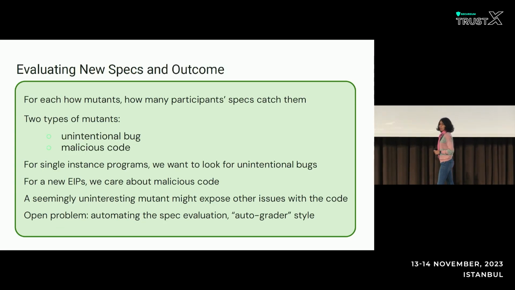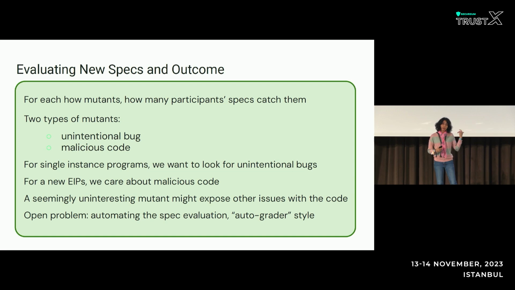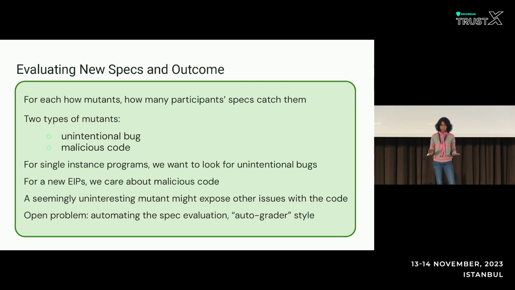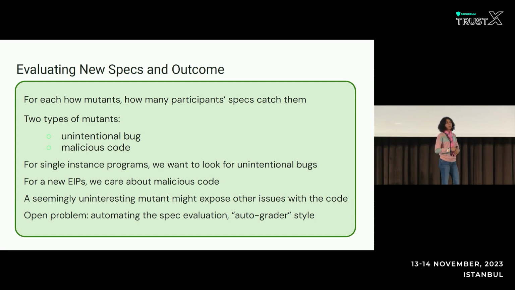Another thing that we found, and this was actually from the Aave experiment that we did, is that it's important to understand what mutants are easier for participants to catch and what mutants aren't. Because at the end of the day, if the mutant is impossible to catch, that's not interesting. But if it's really easy to catch, that's also not very useful. So you want to have the right balance between what kinds of mutations you want.